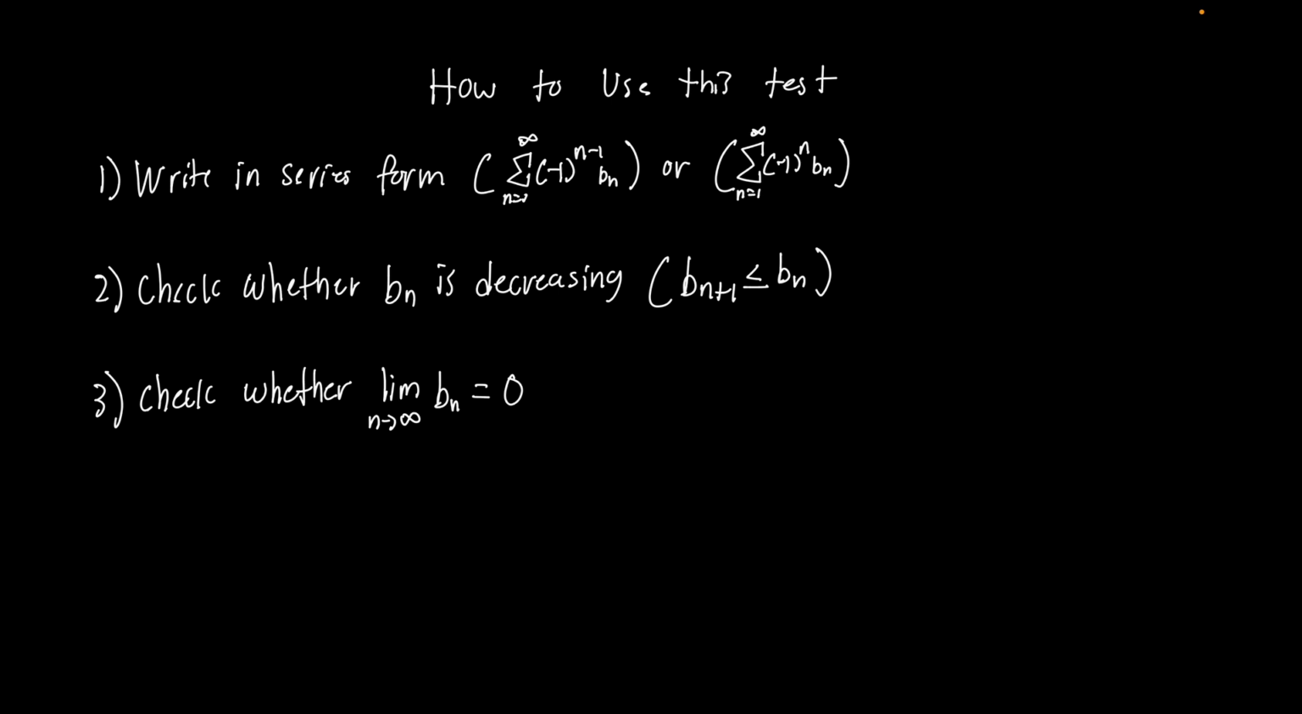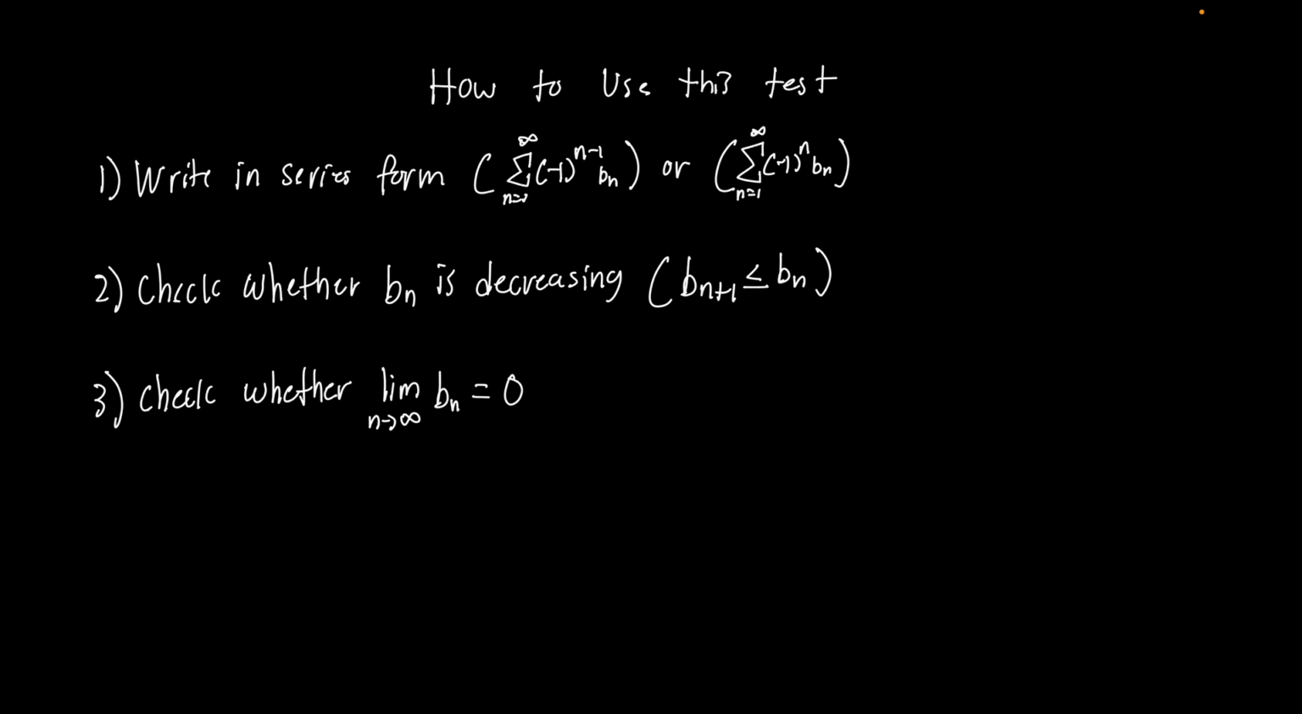Now let's look at how to use this test. Step 1 is to write the series in this form. It's going to be written like that 99.99% of the time. But just in case it's not, you know how to write it. Remember, it's just an alternator, then the term. Step 2, we check whether our term is decreasing. This basically just means checking that the next term, b sub n plus 1, is less than or equal to the current term, b sub n.